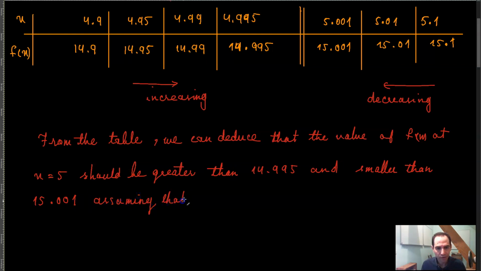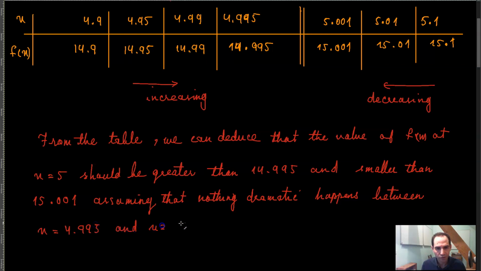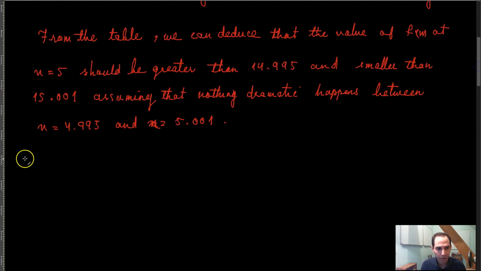assuming nothing dramatic happens between x is equal to 4.995 and x is equal to 5.001. It's reasonable to assume that the value of f of x at x is equal to 5, as dictated by the numbers to the left of 5, is 15.